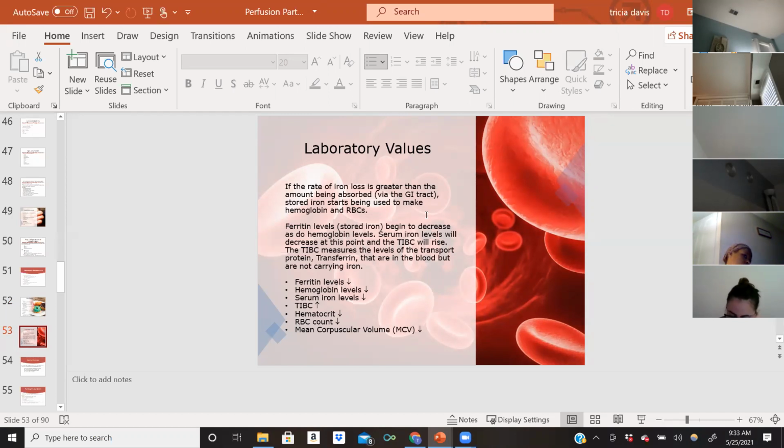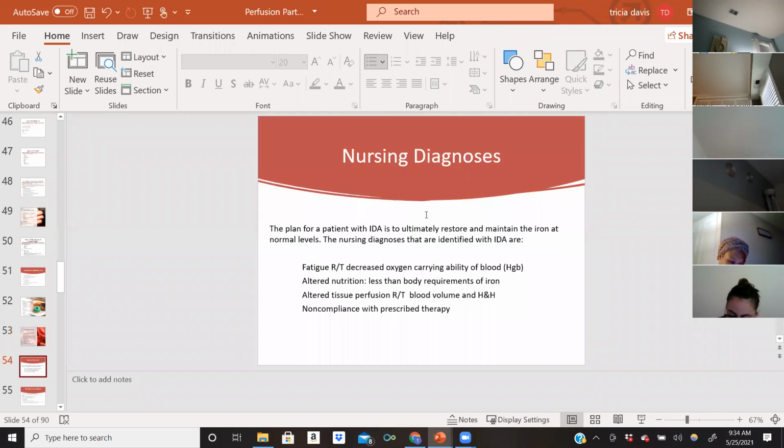So when we look at our ferritin levels, they're going to be decreased. Our hemoglobin levels are going to be decreased. Our serum iron levels are going to be decreased. The TIBC levels are going to be increased. Our hematocrit is going to be decreased. Our red blood cell count is going to be decreased. And the mean corpuscular volume is also going to be decreased. There's a lot more information about these labs in your book if you want to read about them.